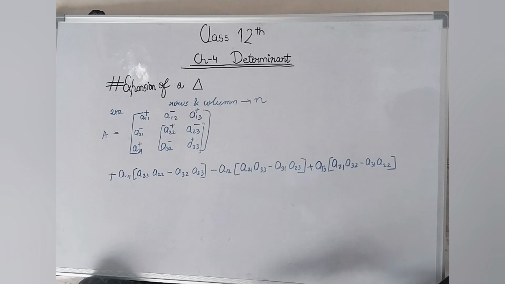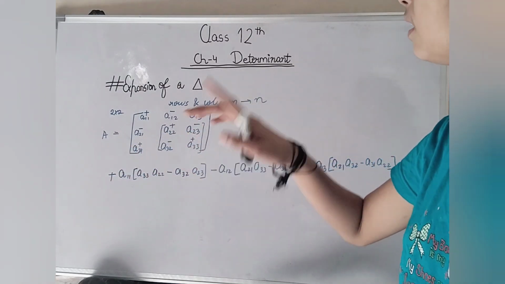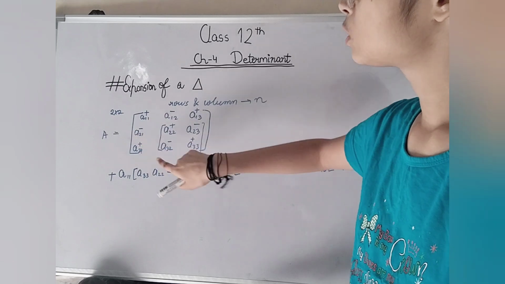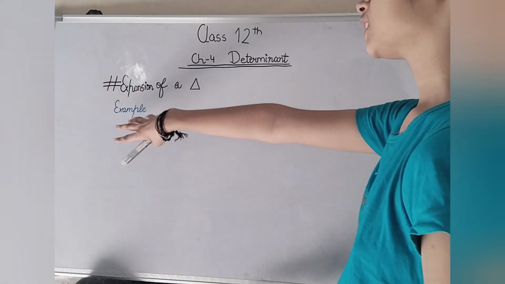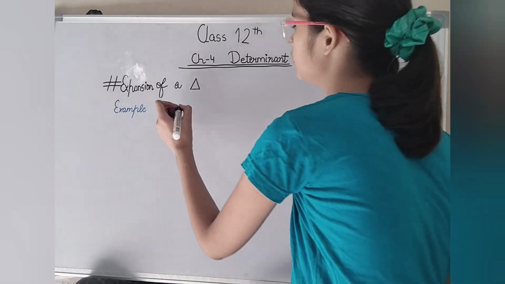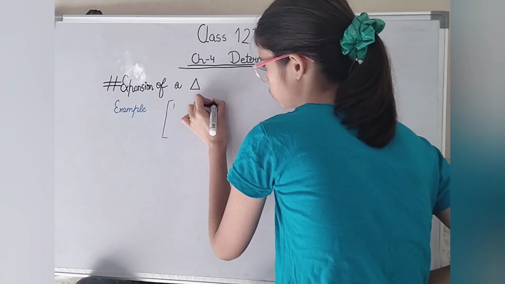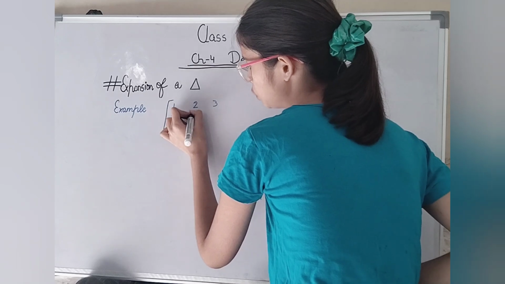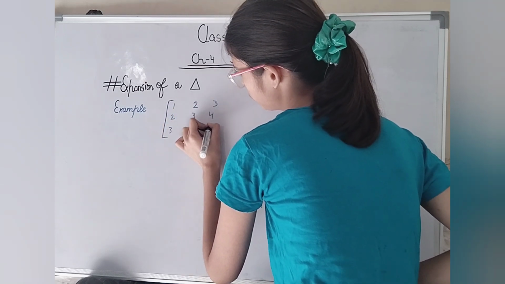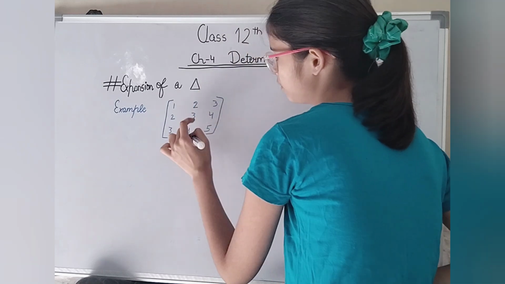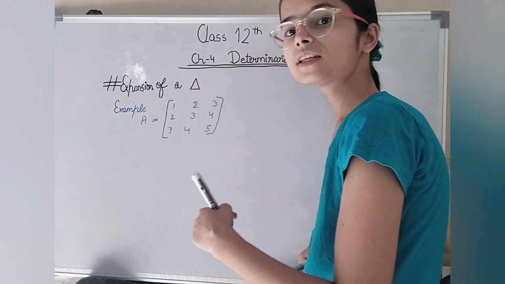Now the most important thing, never multiply these two first, because that is not the right way. We always multiply these two elements first when we are multiplying the minor elements. Now let's try out an example. For example, we are given a determinant 1, 2, 3, 2, 3, 4 and 3, 4, 5. We are supposed to find the value of this determinant.